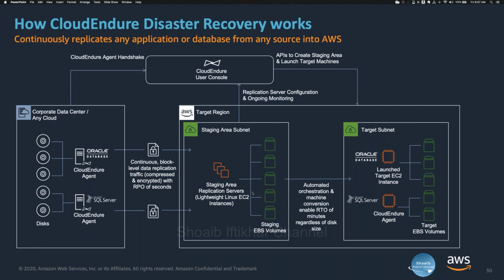You'll see here we're also creating our staging area. So you've got your lightweight Linux instances. These are T3 smalls by default. And you've got your staging EBS volumes. So for every volume that you have on-prem, Cloudender will spin up an EBS volume to match. So we've got 5 on-prem. We now have 5 EBS volumes in AWS.